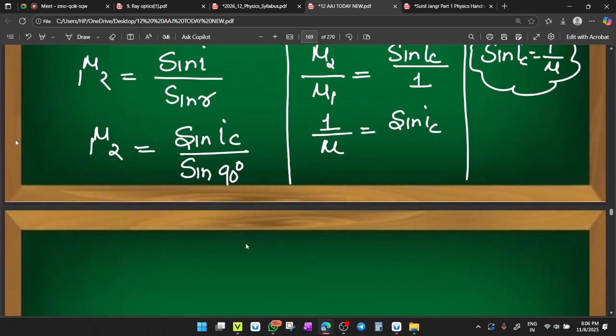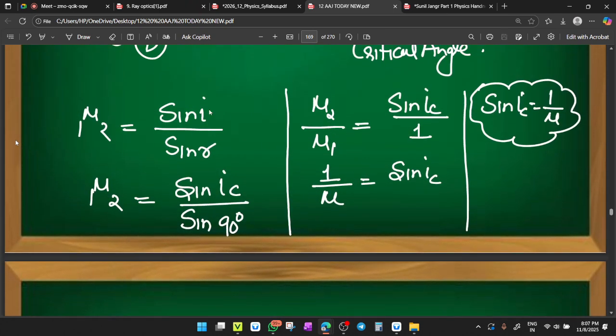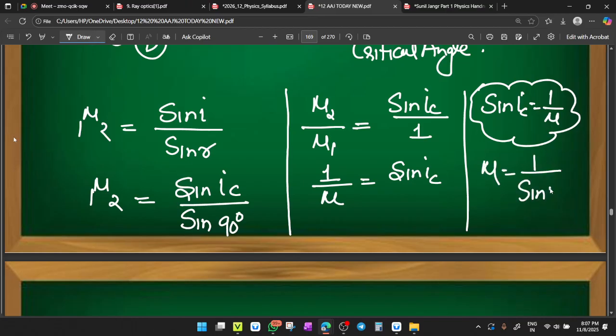Okay. So till now you have seen, write one more line. If sine IC equals 1 upon mu, then mu equals 1 upon sine IC. A numerical may be there. Mu equals 1 upon sine IC. The refractive index of the denser medium equals 1 upon sine of the critical angle.